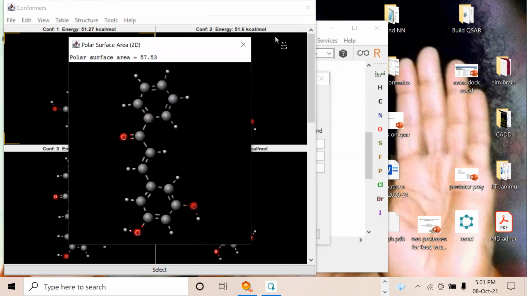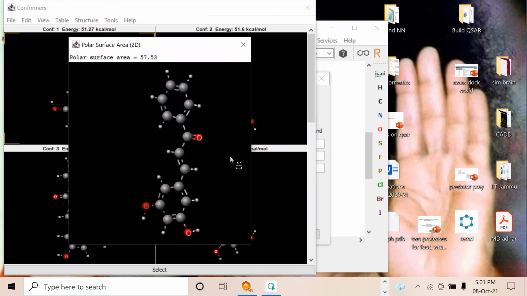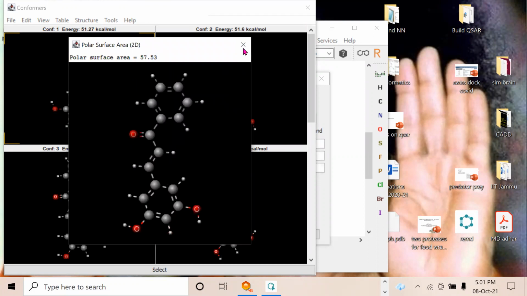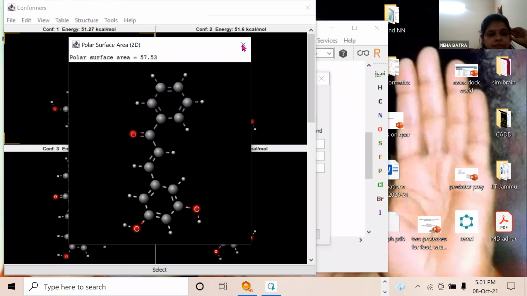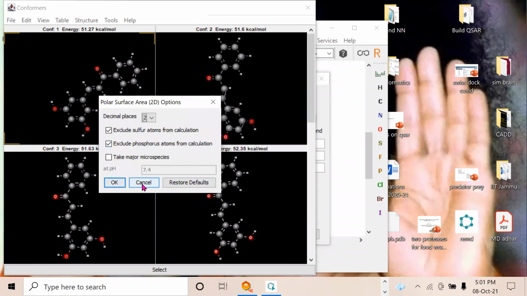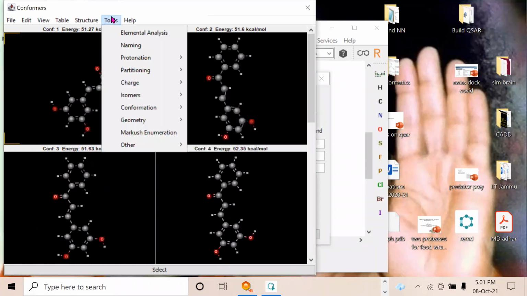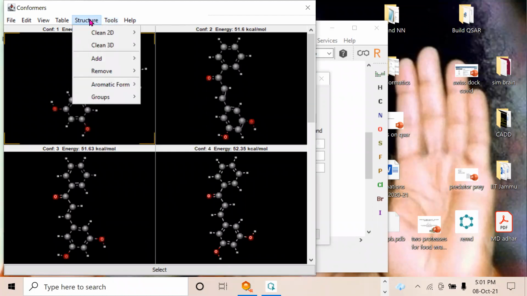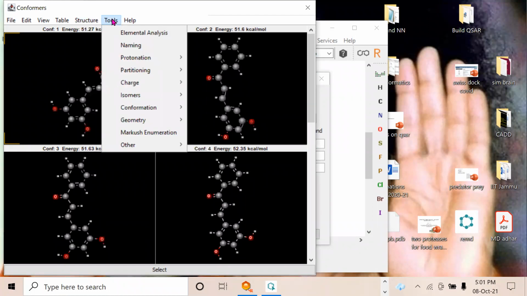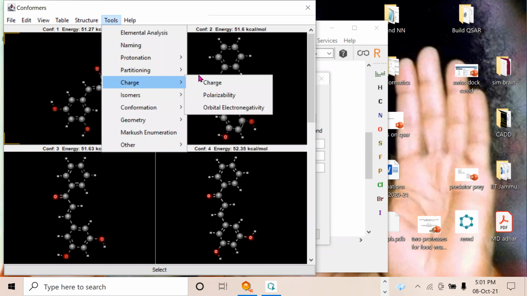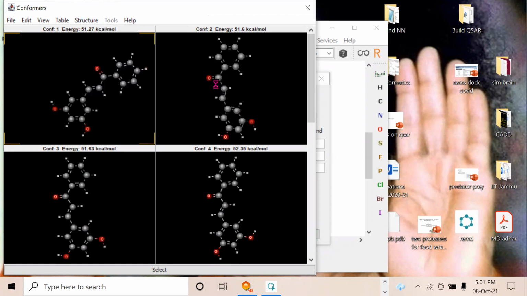Yeah, this is the polar surface area of this complex. You can see the screen, right? Yes, sir, it's visible. Okay, so a lot of other descriptor calculations can be done. You can look at charge, polarizability.